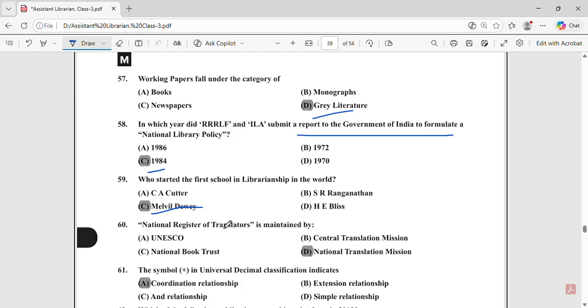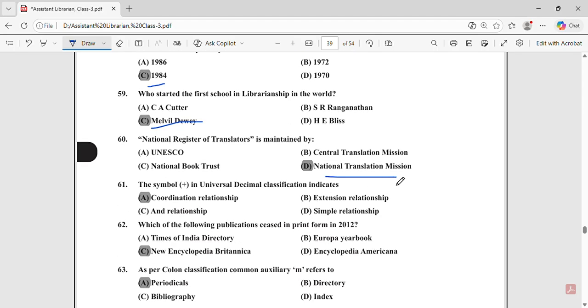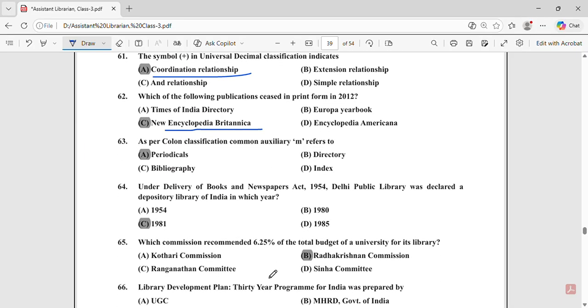Melville Dewey. National Register of Translators is maintained by National Translation Mission. The symbol plus in UDC indicates coordination relationship. Which of the following publications is seen in print form in 2012?